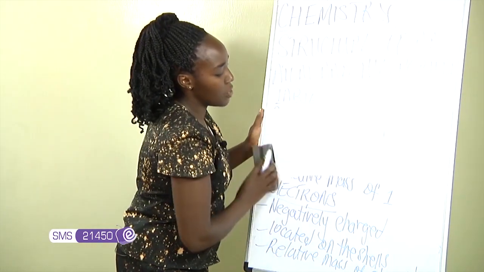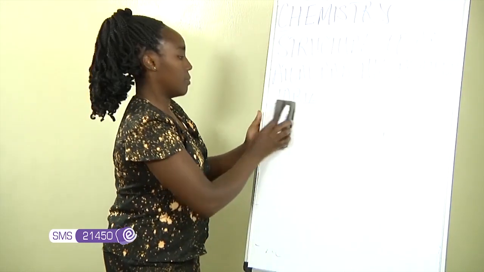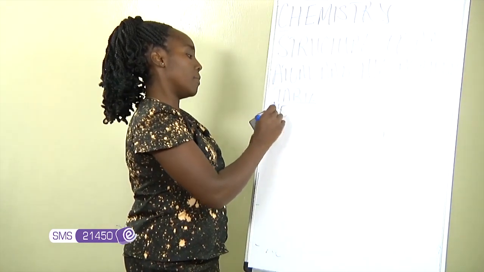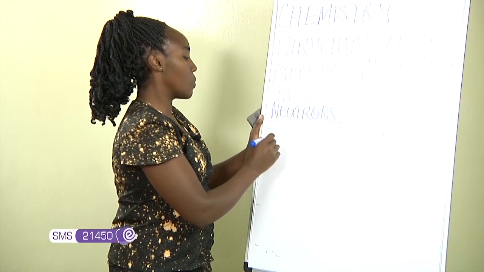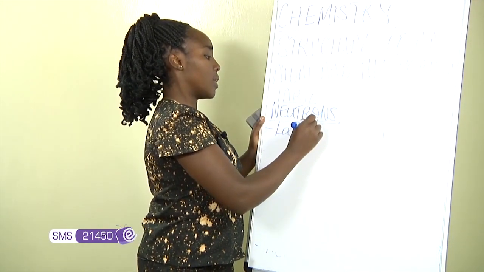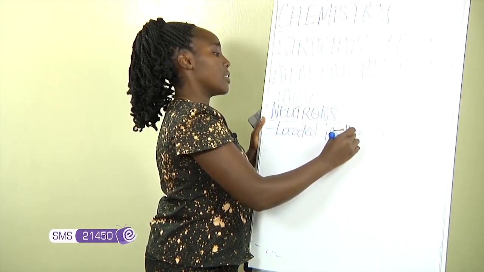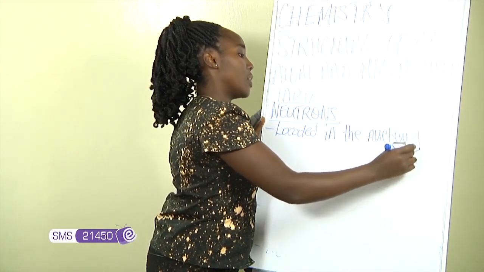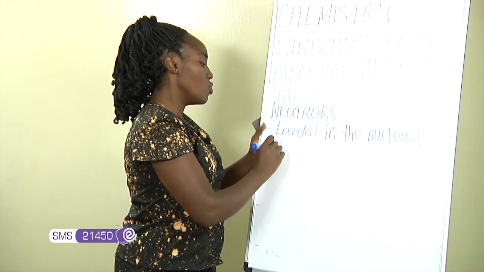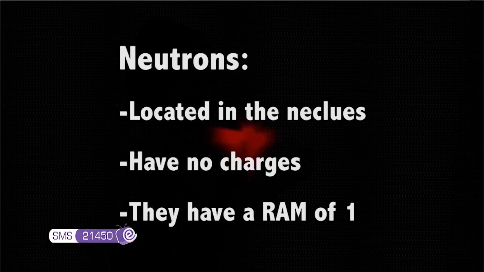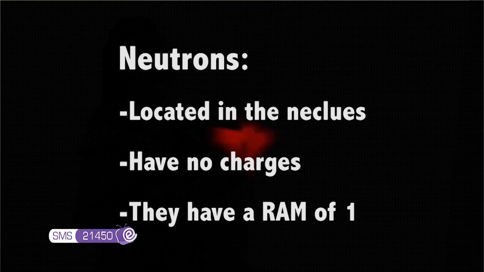And 3, we have the neutrons. Neutrons, what are they? So neutrons, they are also located in the nucleus of an atom. Number 2, they possess no charge. So the other two, that is the protons, they are positively charged, the electrons are negatively charged, but the neutrons, they possess no charge.